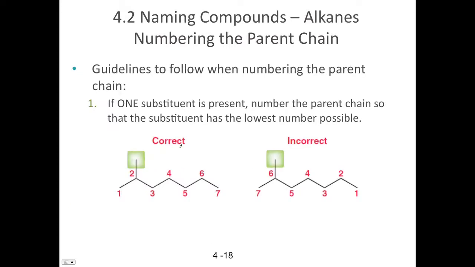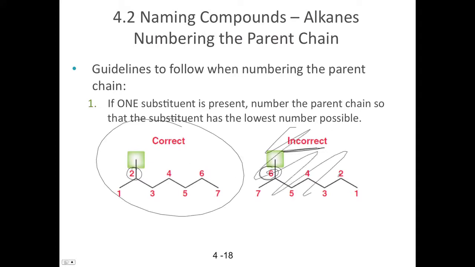So here's again what I said before. If one substituent is present, number the parent so the substituent has the lowest possible number. Here's a correct way, where this methyl has 2. This one here is incorrect, because this substituent is numbered 6, since they numbered from the other side: 1, 2, 3, 4, 5, 6, 7. So this one is good, and this one is bunk.